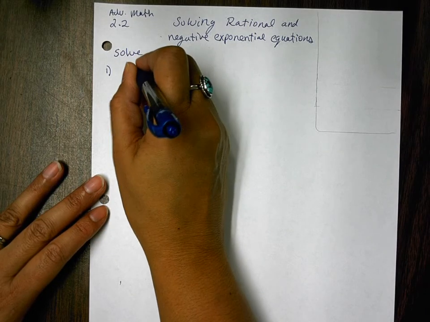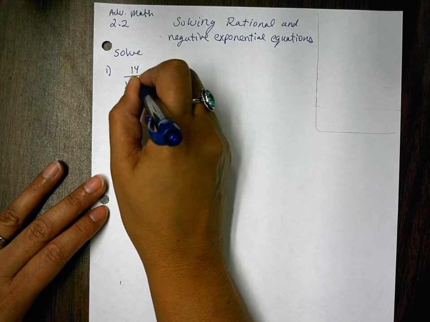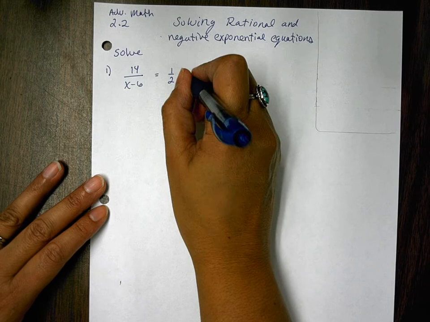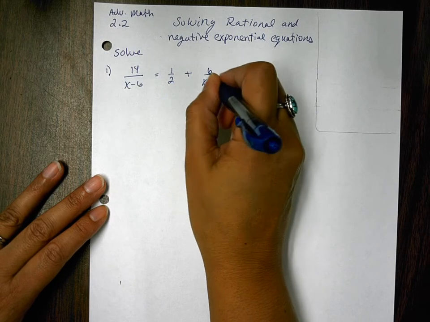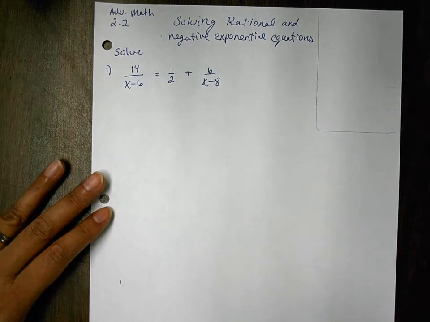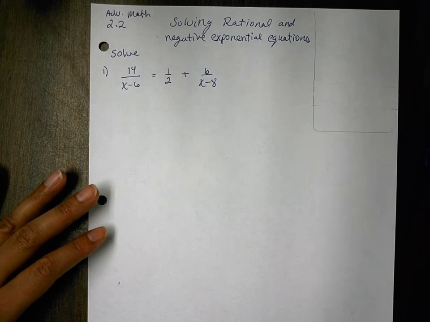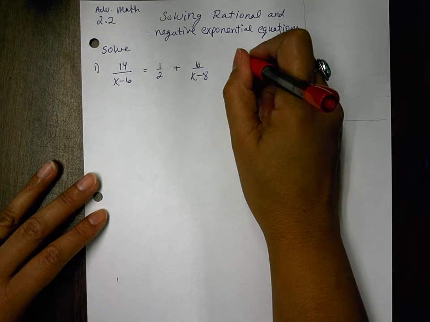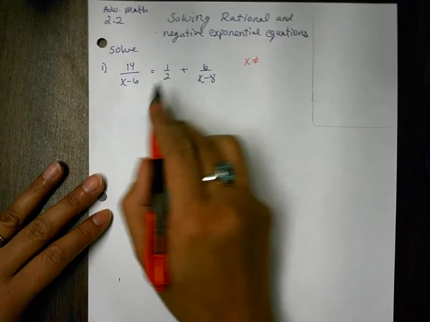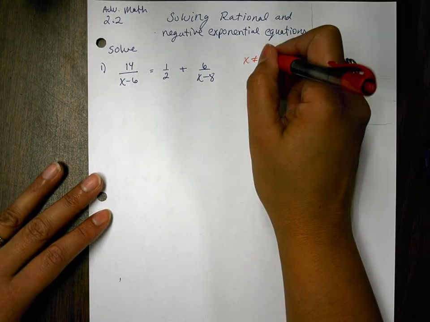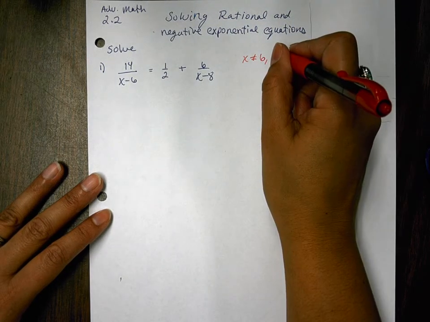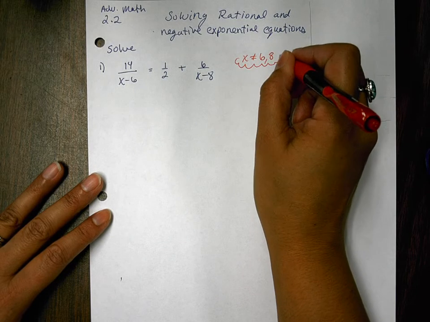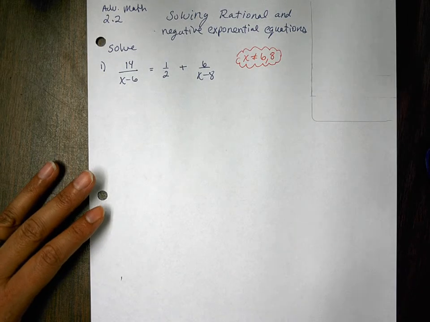Number 1, 14 over x minus 6 equals 1/2 plus 6 over x minus 8. Remember, the first thing we always do is find our restrictions. In this case, x cannot equal 6 because 6 minus 6 is 0, and x cannot equal 8 because 8 minus 8 is 0. There are no restrictions from the 2 because there's no variable in the denominator. So those are my restrictions.